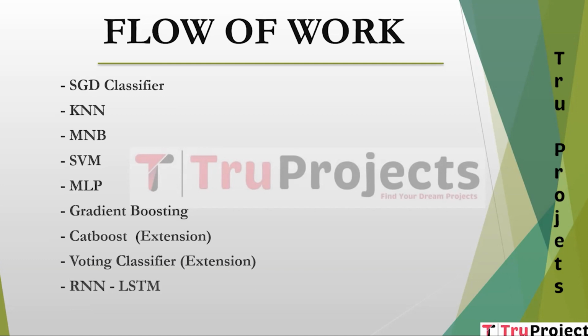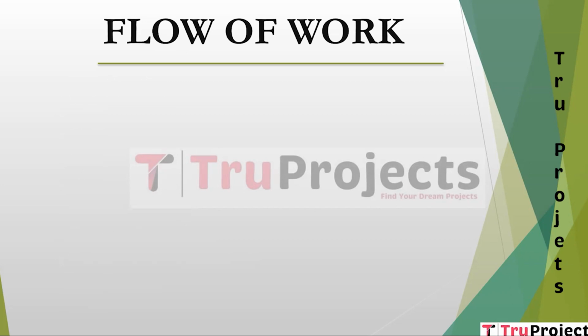RNN with LSTM, which is recurrent neural network with long short-term memory. It is used for sequential data processing and is well suited for tasks like text generation or sequence prediction. CNN, which is convolutional neural network. It is used for tasks involving structured grid-like data such as image classification or text classification with convolutional features.